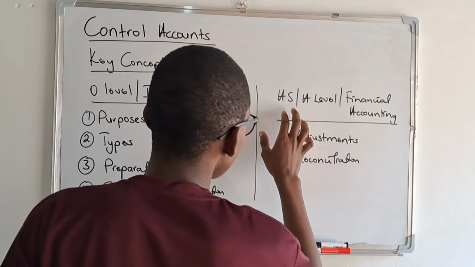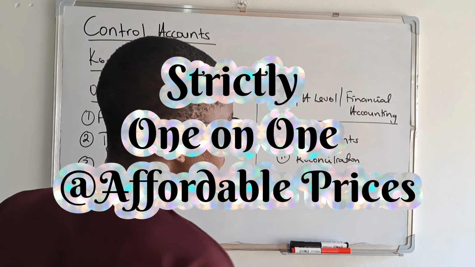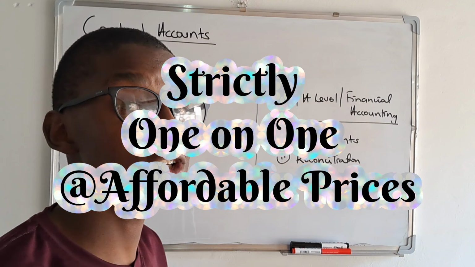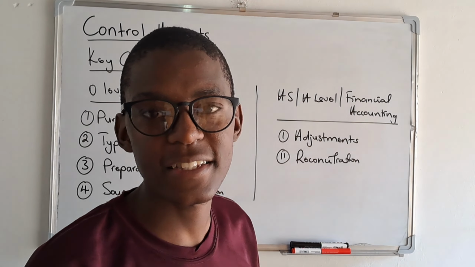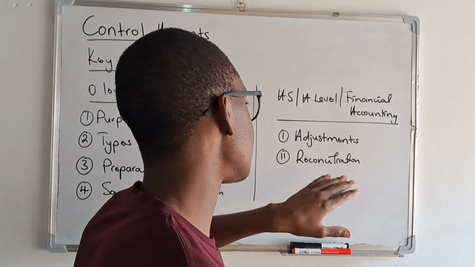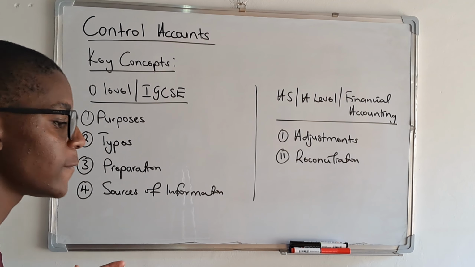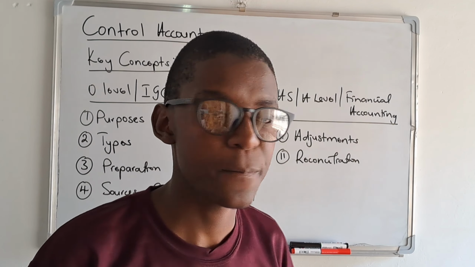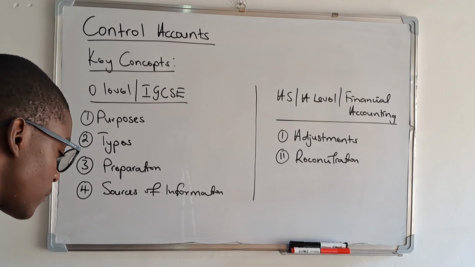And in terms of A level financial accounting, ZIMSEC, Cambridge, and for tertiary students who are doing finance degrees, they do financial accounting modules in first years. We are going to look at the adjustments and the reconciliation part. In today's video, the first introductory part, we're going to take a look at the purposes, the types, the preparation, and the sources of information.